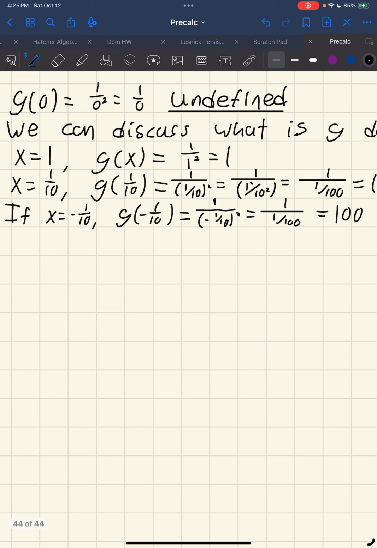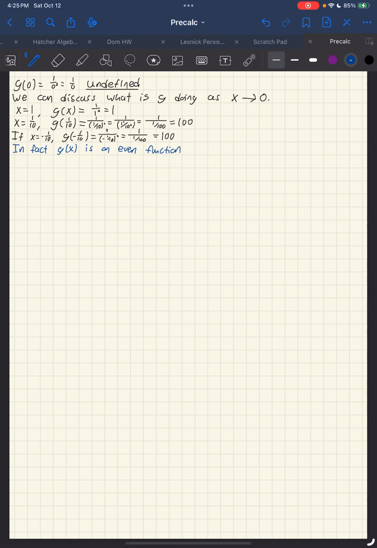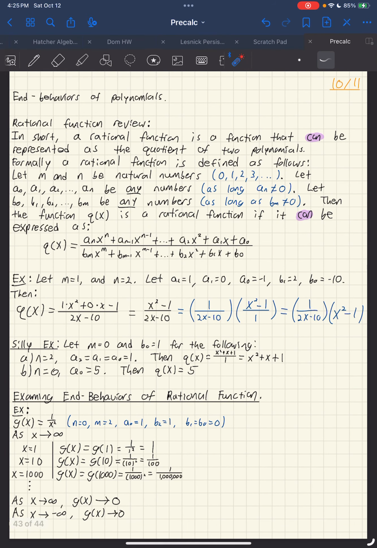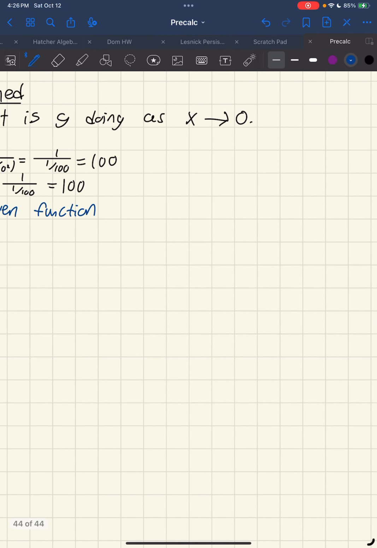In fact, if you remember a definition I went over before, let me write this in a different color because you don't need this right now. But if you are really keeping up and really enjoying the course, g, the function we're working with, is an even function. And that's actually why I was saying g of x equals 1 over x squared is a nice example here. Since it's an even function, g of x will always be equal to g of negative x. That will always be the case.